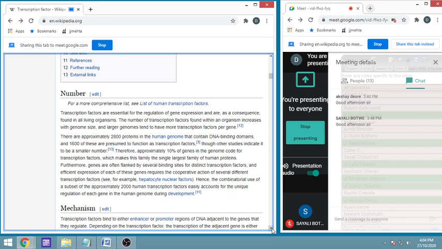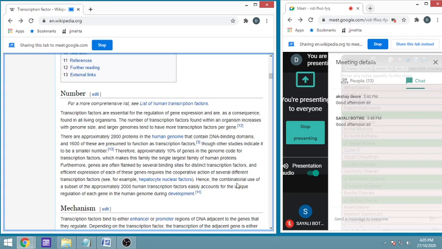When the next batches come after maybe 5 years or 10 years, they will have a still bigger syllabus than you, because by that time still more information will be available and put into it. So 1600 are believed to have a transcription factor role, and only 10% of the genes in the genome code for the transcription factors which make up the family. It is the single largest family of human proteins, the transcription factors.